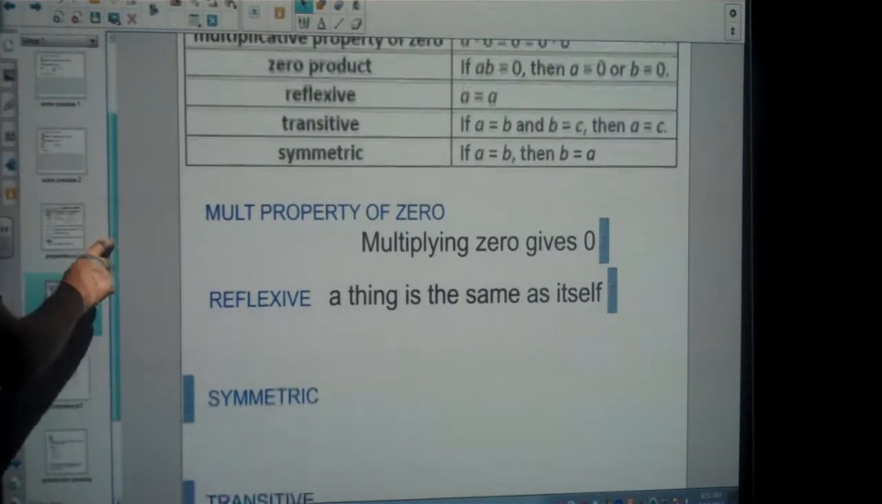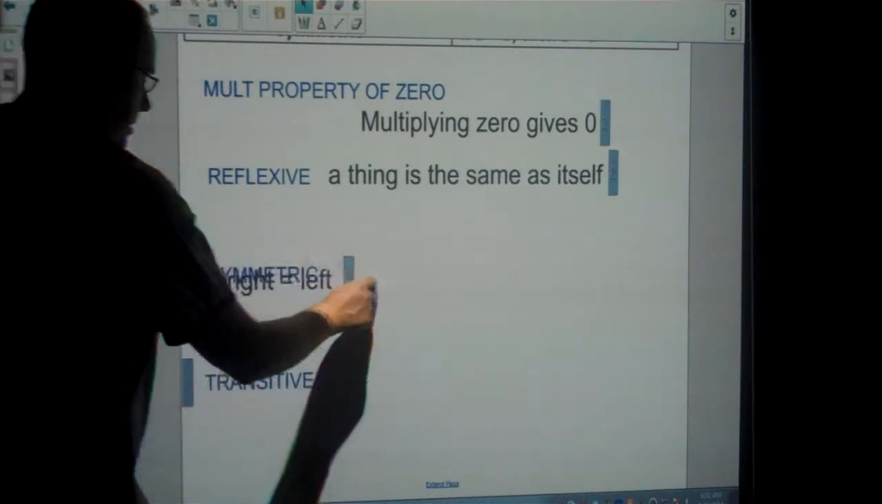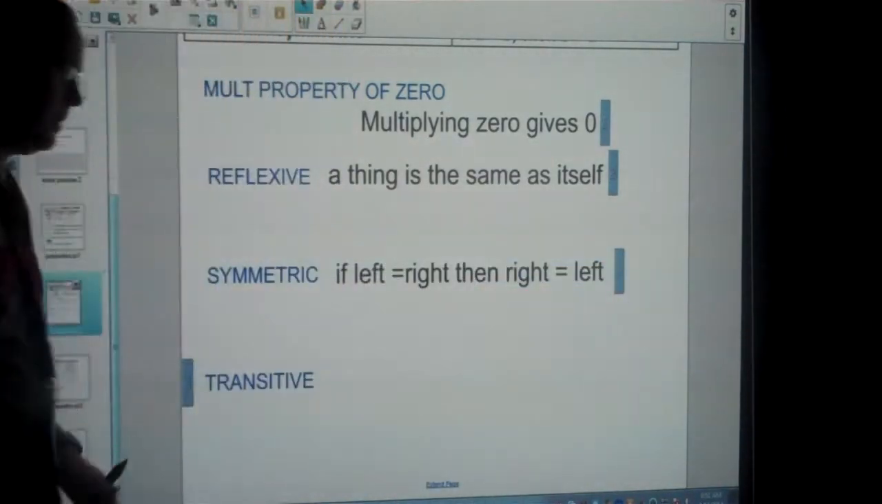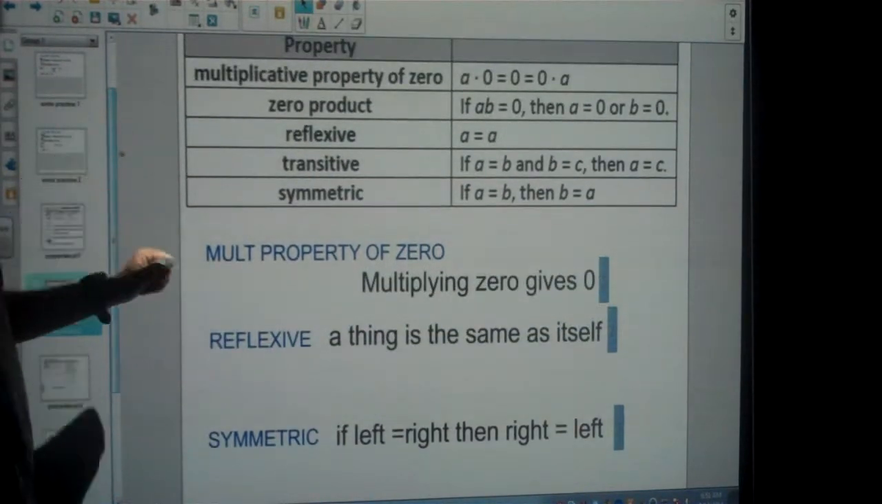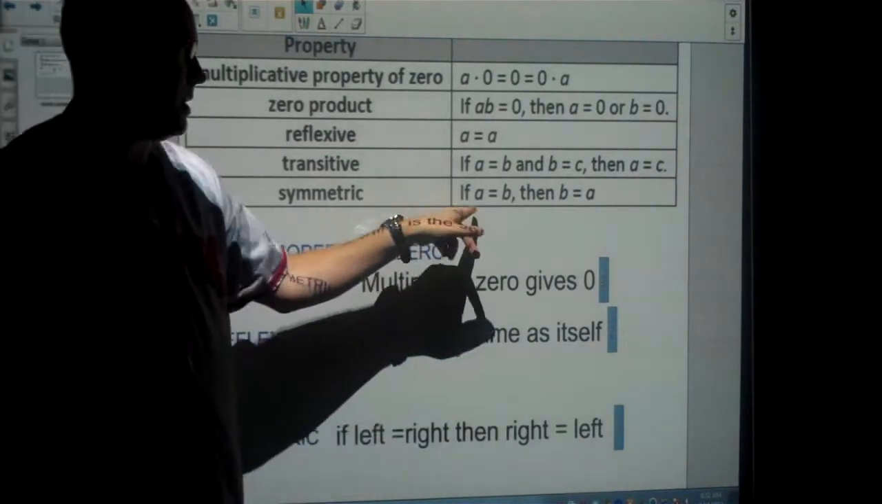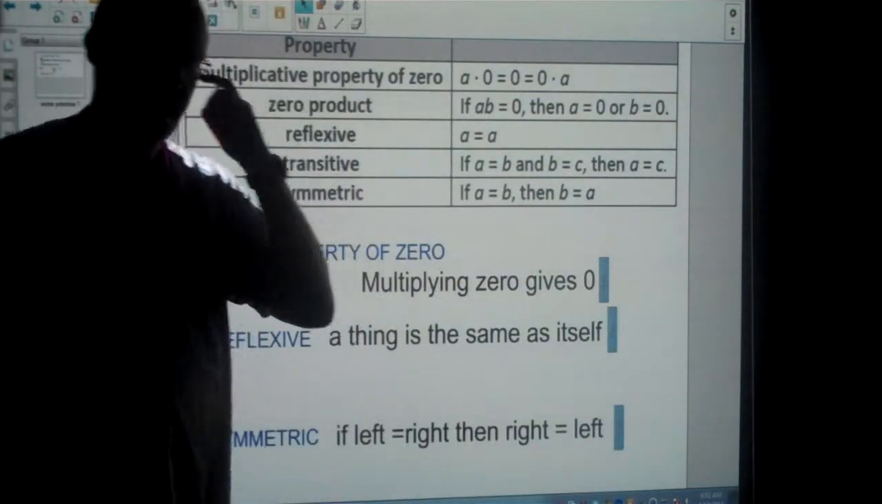Symmetric is one we're going to use when we come to solving equations. That's if you've got the left-hand side of something equals the right-hand side of something, then you can switch the two sides over. The right-hand side would equal the left-hand side. They show that up here by saying if a equals b, then b equals a.